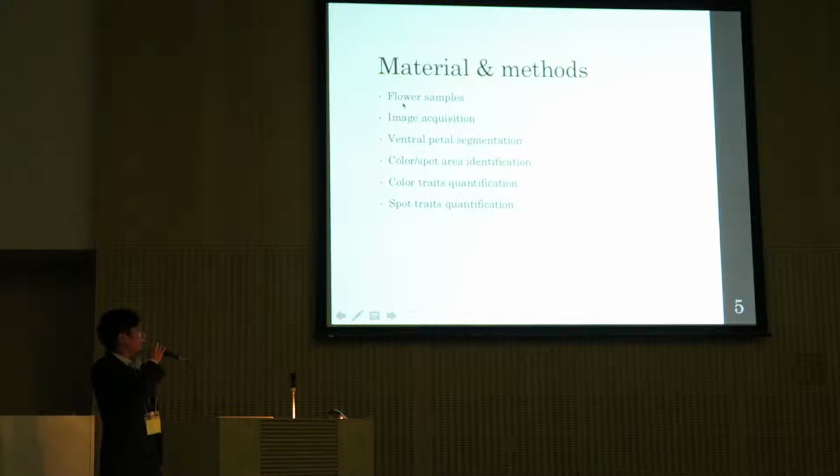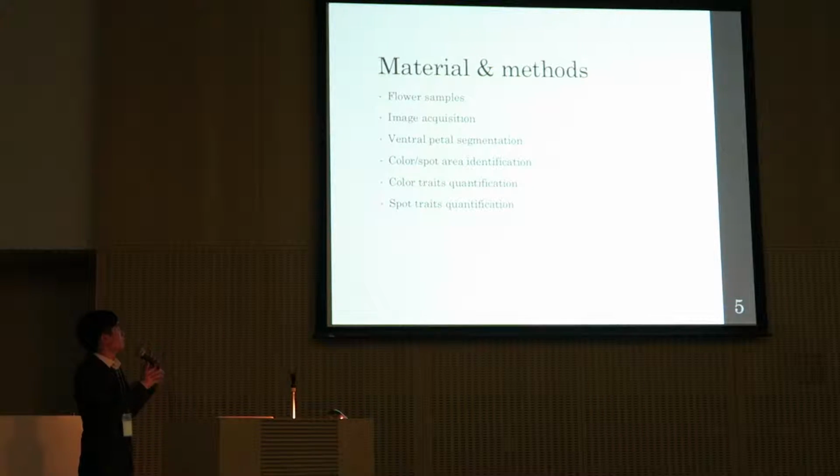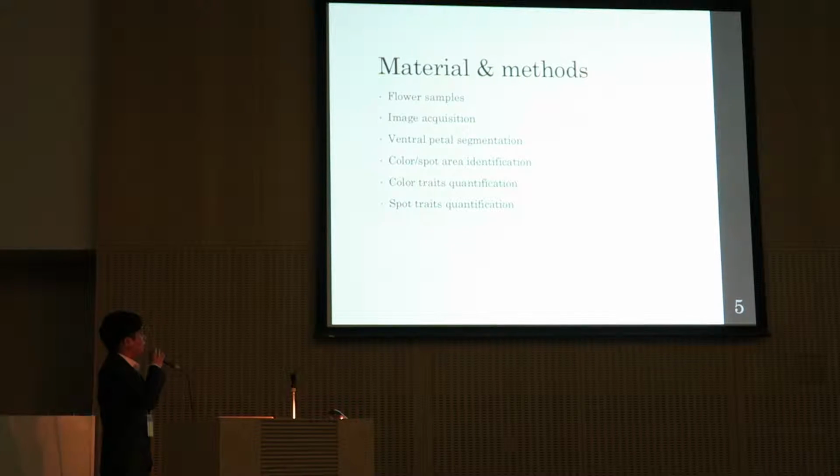And here come the materials and methods. First, I will talk about flower samples, and then how the images were acquired. After image acquisition, there is ventral petal segmentation. And then we'll talk about what color and spot area are and how to identify them. And next is color trait and spot trait quantification.